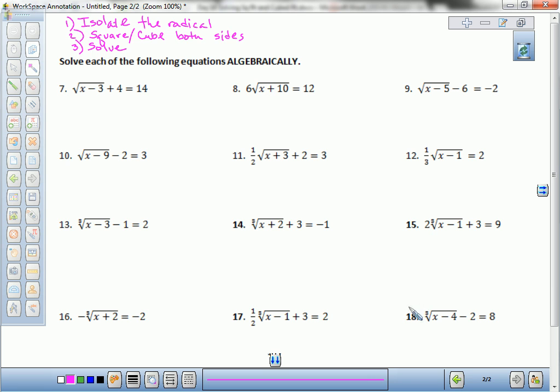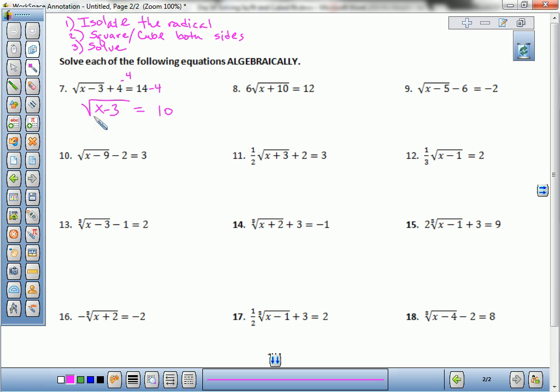Isolate is our first thing. So on number 7, what do we need to move so that we can isolate the radical? The radical's by itself. The 4 needs to go. So we subtract 4. Now with a square root, can a square root ever equal a negative? No. But this one equals a positive, so we're still good. If we got to this point where we just had the radical and it equaled a negative number, then there'd be no solution.